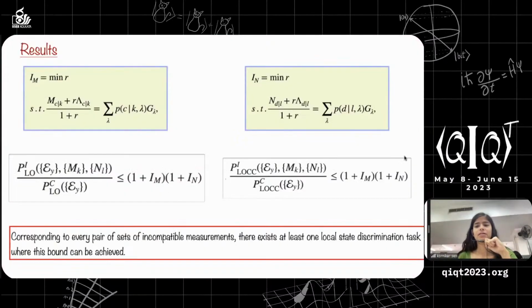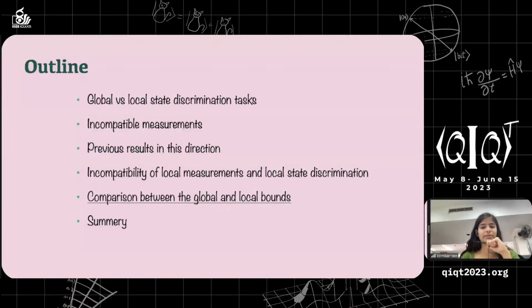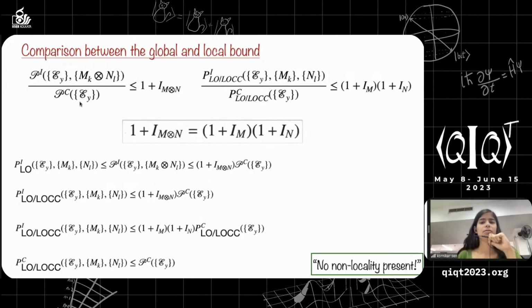So as you see, the RHS of these inequalities are the same, though the LHS are different. So let us compare with the previous result. We have considered local measurements MK and NL, and here Im and In are the incompatibility of the set of measurements M and the incompatibility of the set of measurements N. You can consider this as a global measurement of this type, MK tensor NL.